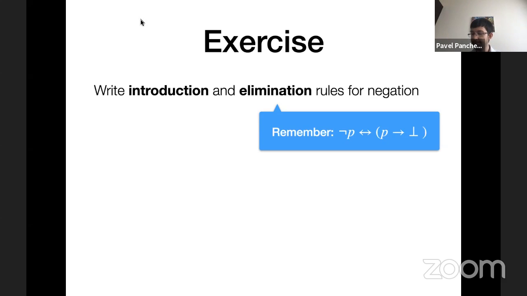So let's take a minute to write down an elimination and an introduction rule.